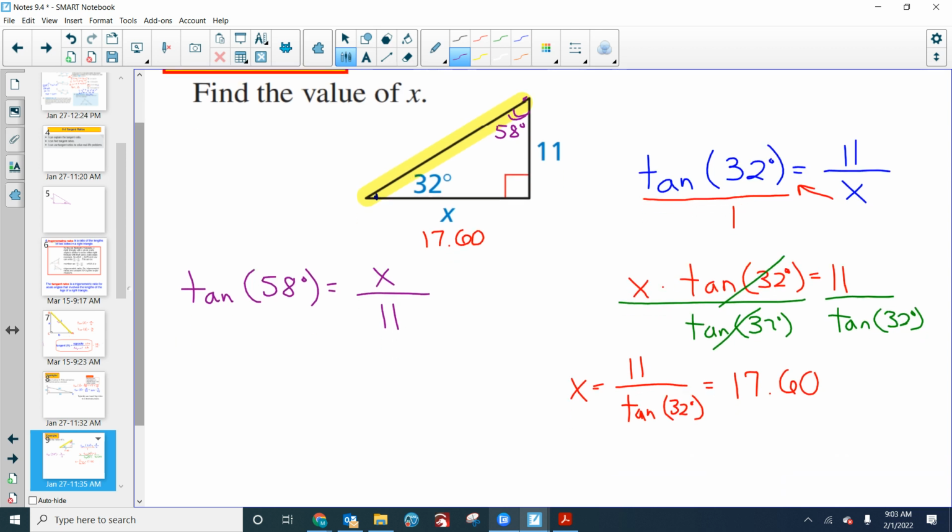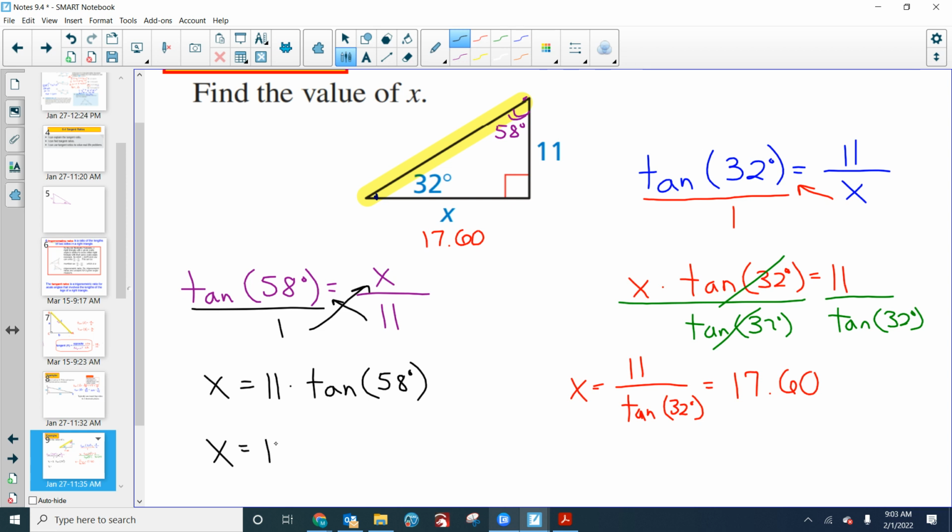How do I solve this one? Do 11 times the tangent of 58. Yeah. You can imagine this is over 1. If you still want to imagine you're cross multiplying, that's fine. But what happens? 1 times x is x, and 11 times the tangent of 58 will go on our calculator. Surprise, surprise. What do you get? 17.60. Isn't that cool?